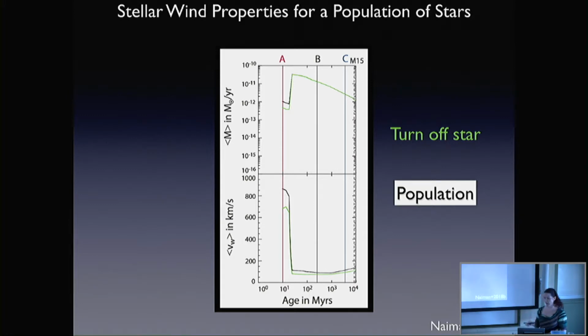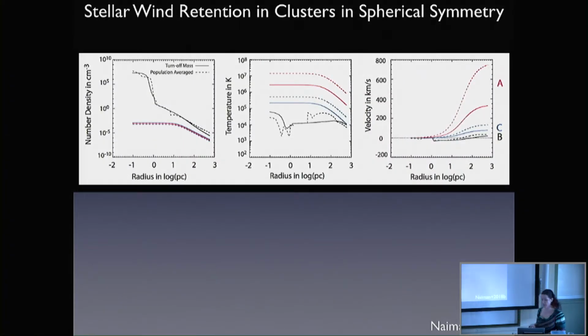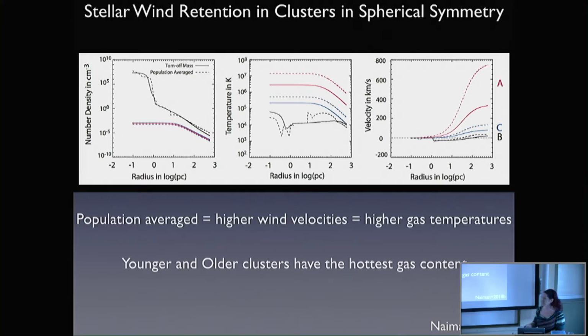And so we can do simulations with both of these prescriptions. You can see, for example, that at different times overall, if you just use the turn-off star, you have a relatively low wind velocity compared to if you average over the population. These are different times, and so we can do simulations of our clusters in 1D at those different times. And the takeaway is that the population average things tend to have higher wind velocities and higher temperatures, right?